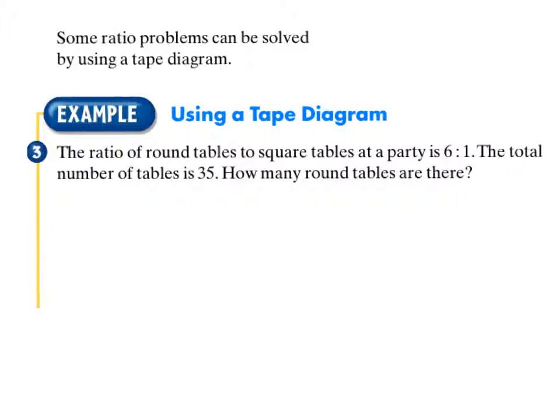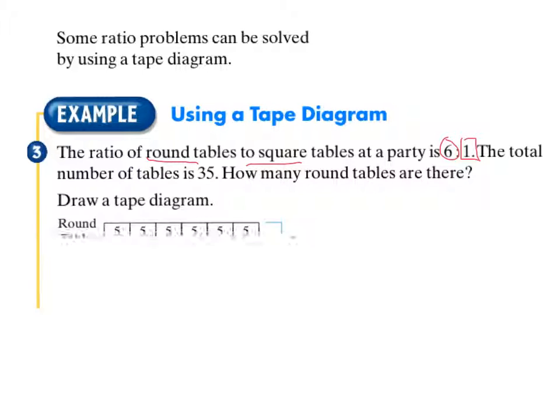Now, some ratio problems can be solved using a tape diagram. A tape diagram is kind of similar to an equivalent ratio chart, but it's breaking it down so you can visualize the ratio. So if we have a ratio of round tables to square tables at a party of 6 to 1, and the total number of tables is 35, how many round tables are there? So our ratio is round to square. Round is our 6, square is our 1, because round is what they said first, so that's the first number. So we're going to draw a tape diagram.